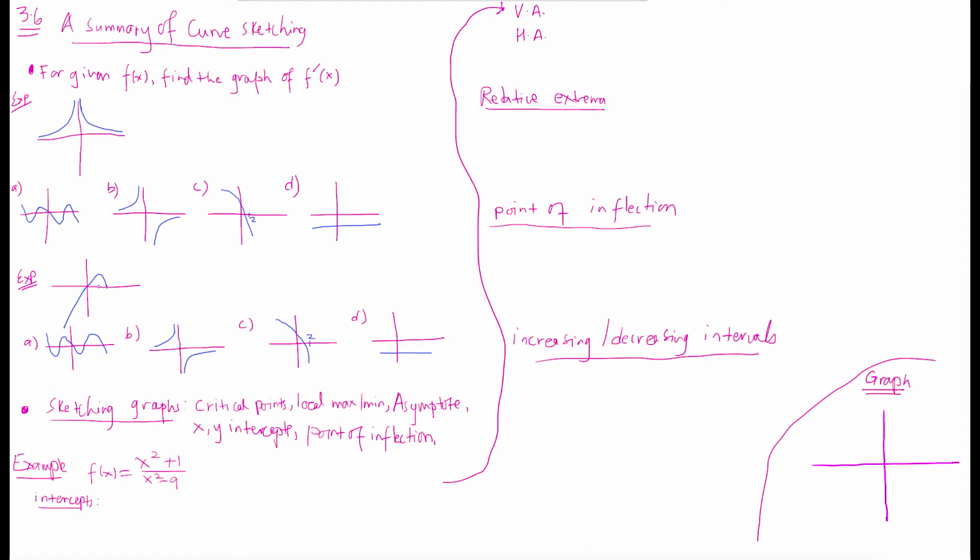Hello, in this video we are going to talk about how we graph a function using all the things we learned, like finding the x-intercept, y-intercept, critical points, local max, local min, asymptotes, point of inflection, increasing interval, decreasing interval. We use all those things to draw the graph of a function.